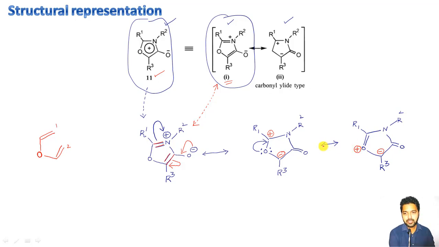So these are just the representations, these are just the resonating structures, and we can always do such things in organic chemistry. The only important thing to understand here is that if we are trying to give some chemical reaction of this mesoionic molecule from this type of representation, it will be quite difficult for us to understand the chemistry of that reaction.